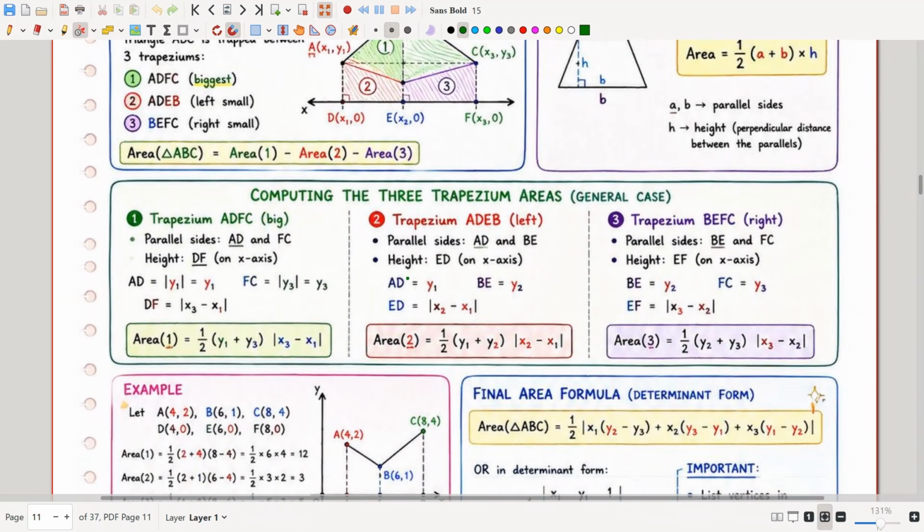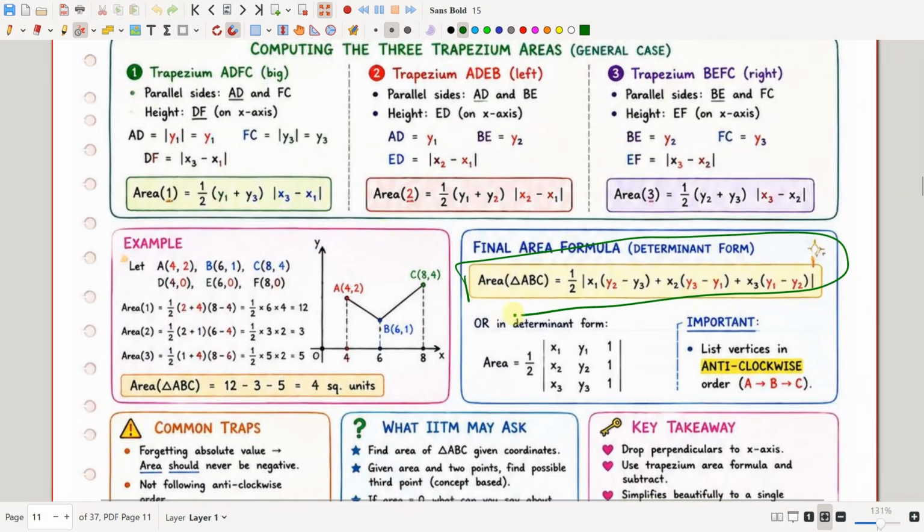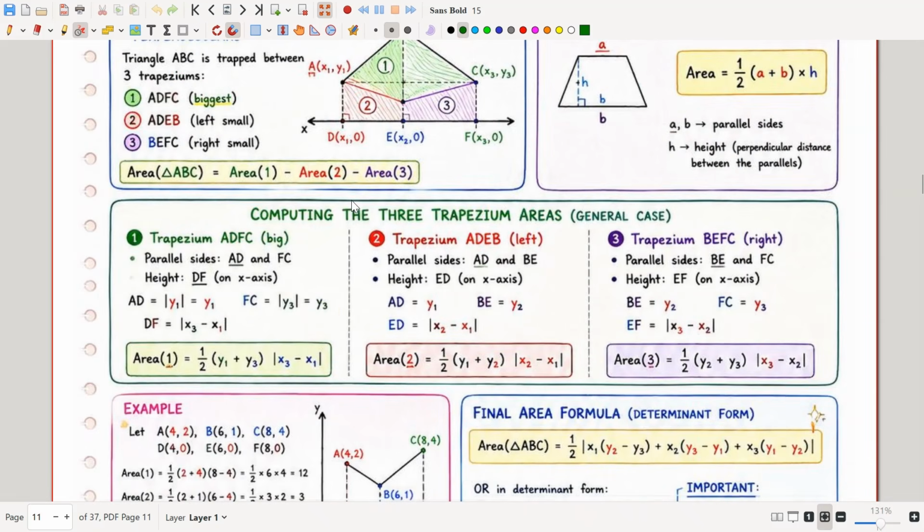We can skip directly to the final area formula, which will be: area of the triangle ABC will be equal to 1 by 2 determinant of x1 into y2 minus y3 plus x2 into y3 minus y1 plus x3 into y1 minus y2. So this is the final area formula in determinant form.